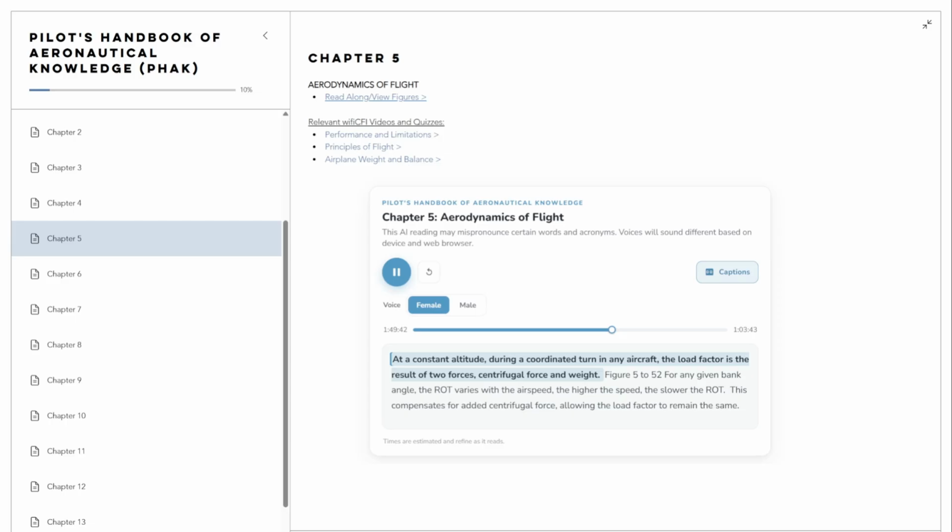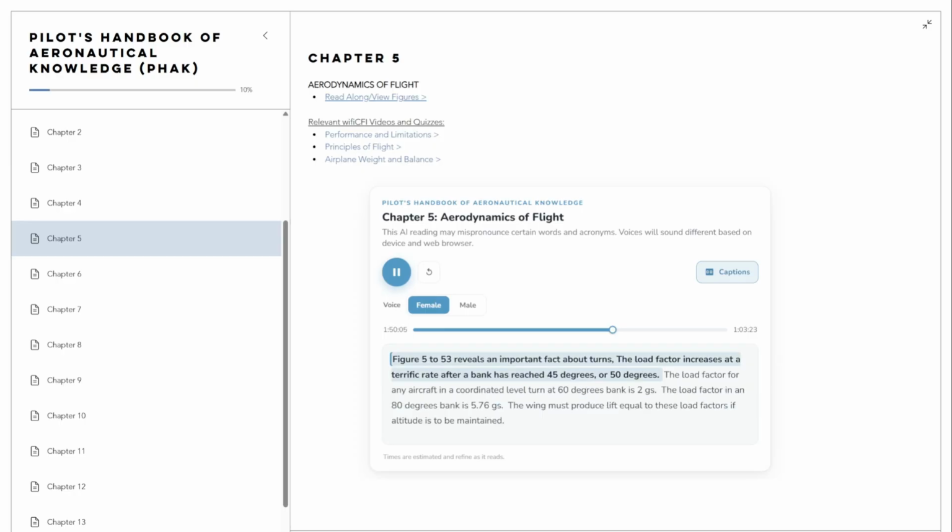At a constant altitude, during a coordinated turn in any aircraft, the load factor is the result of two forces: centrifugal force and weight. Figure 5-52. For any given bank angle, the rate of turn varies with the airspeed; the higher the speed, the slower the rate of turn. This compensates for added centrifugal force, allowing the load factor to remain the same.